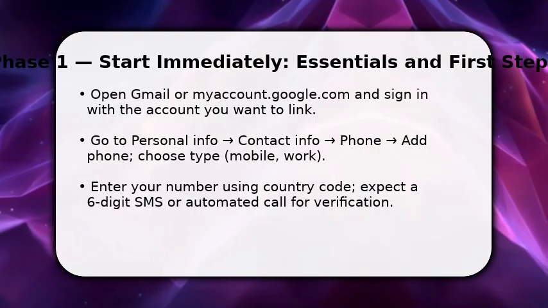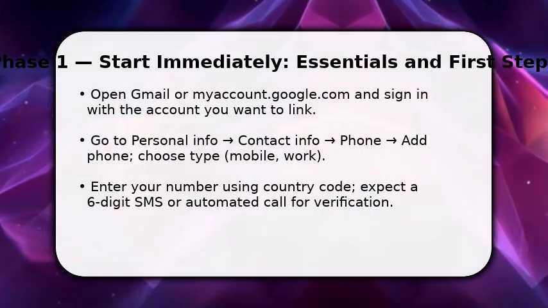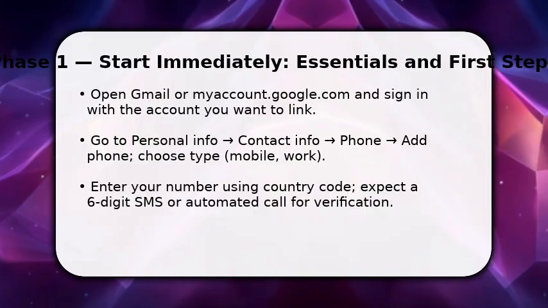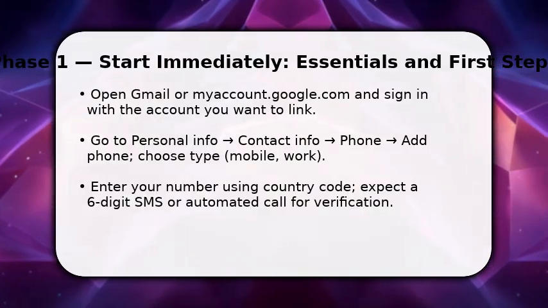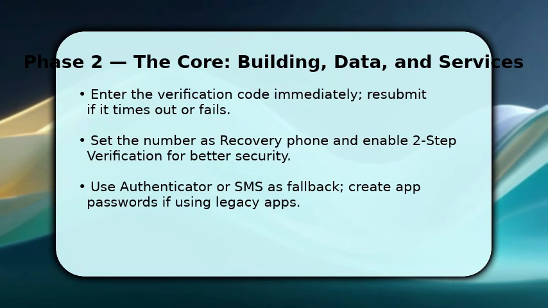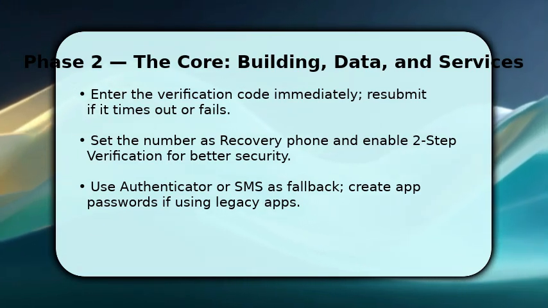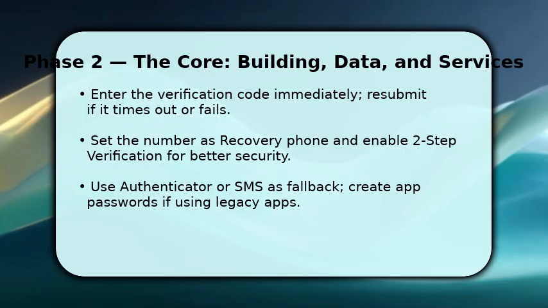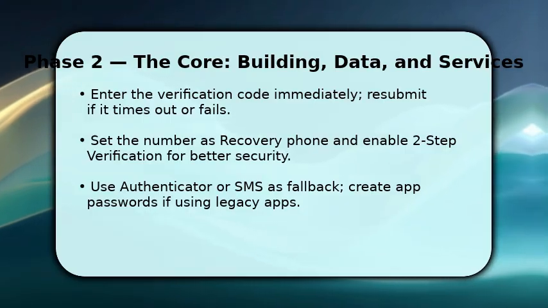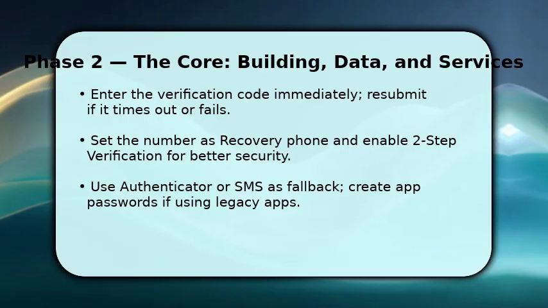You will receive a 6-digit SMS or automated call. Keep the device handy because you will need to enter that code in the next step. Once you enter the 6-digit code, Google confirms the number and adds it to your account. Make sure to set it explicitly as your recovery phone so Google uses it for account recovery.